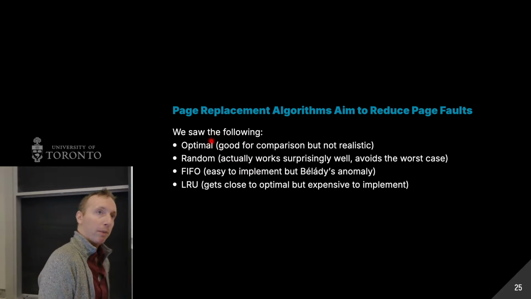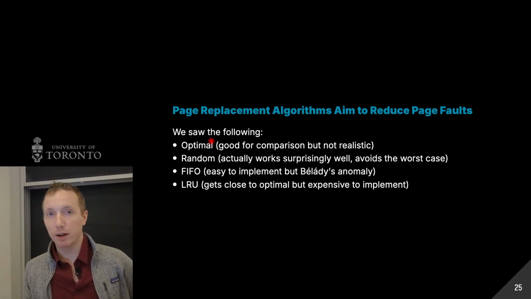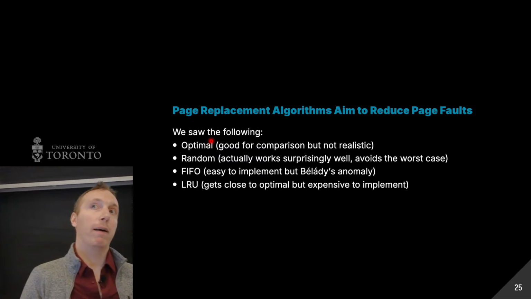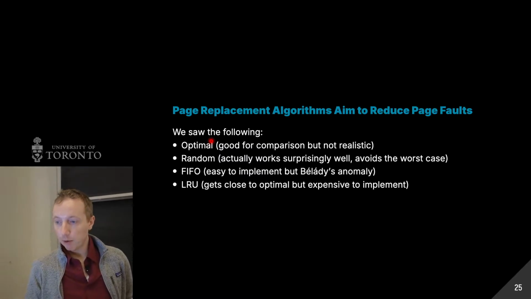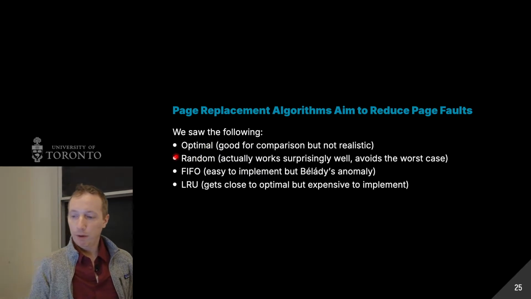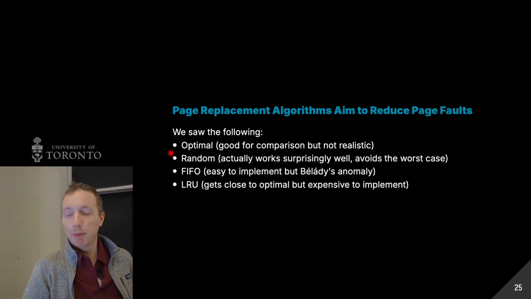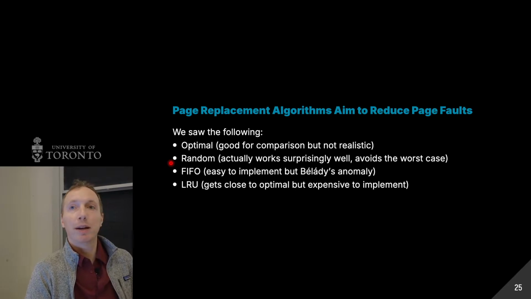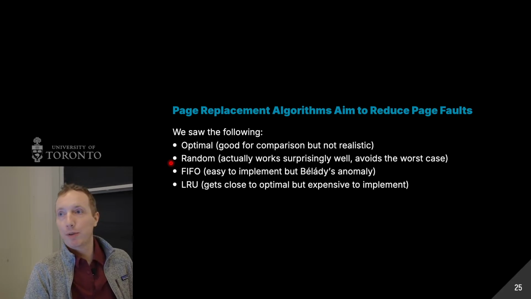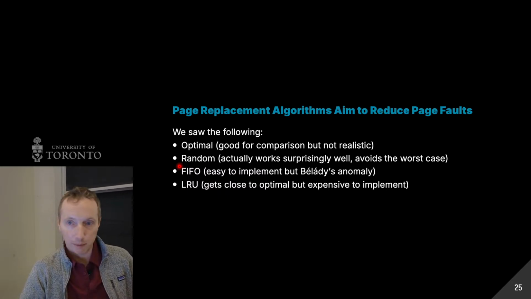The optimal algorithm looked ahead, predicted the future, and replaced the page that isn't used in the longest. The whole page replacement algorithm aims to reduce the number of page faults. Optimal is good for comparison, but we can't always go into the future. Did random, which actually works surprisingly well in practice because it's not as bad as FIFO. FIFO, first in, first out. It's easy to implement, but it had that weird anomaly where we had less memory and we had fewer page faults, which doesn't make any sense. So that anomaly only exists for FIFO. Other algorithms don't have that.